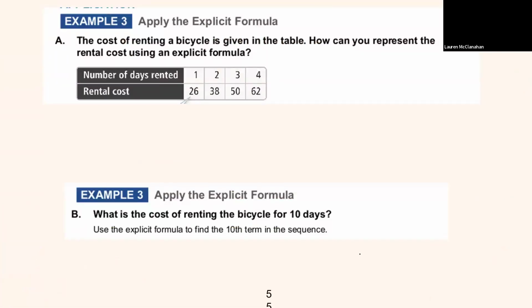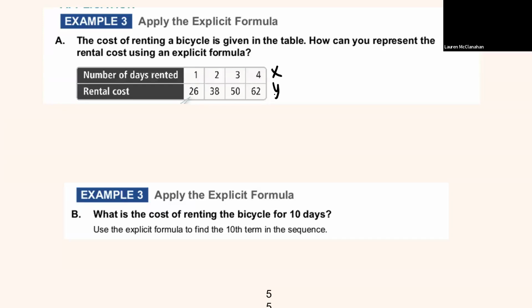Okay, so example 3, this is not in your workbook. So if you just want to copy down this table right here really quick, instead of writing all of that, number of days rented and rental costs, you can just write x and y. So your x values are 1, 2, 3, and 4, and your y values are 26, 38, 50, and 62. The question says the cost of renting a bicycle is given in the table. How can you represent the rental cost using the explicit form?